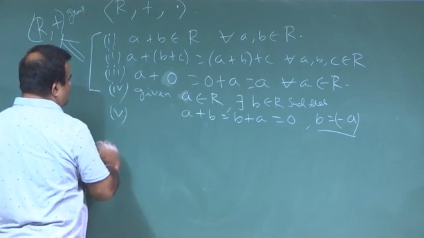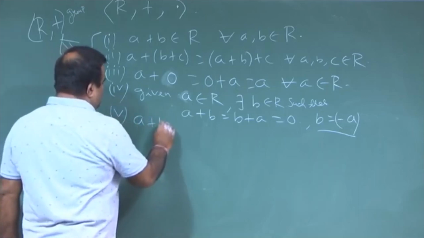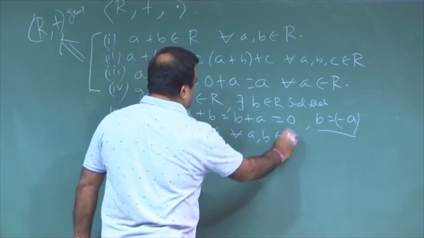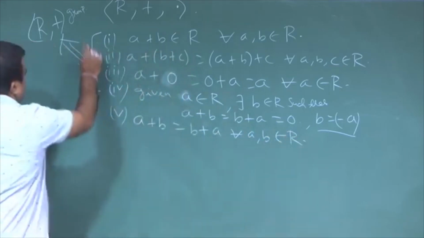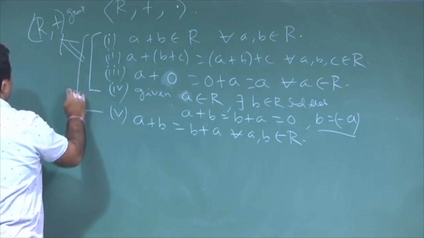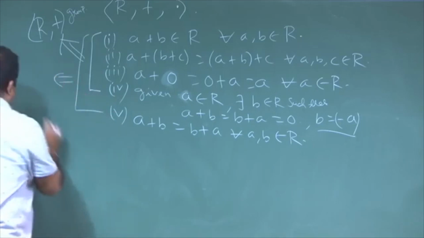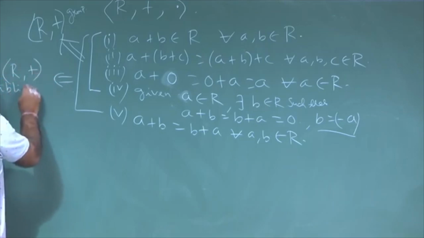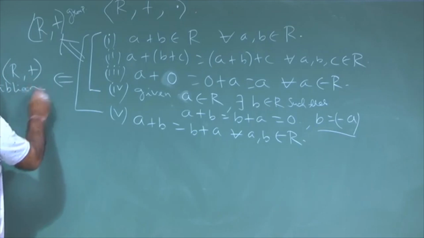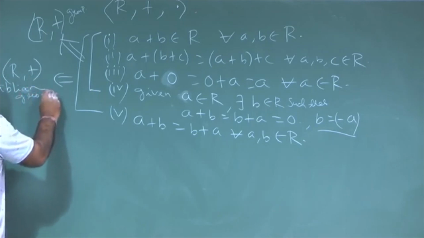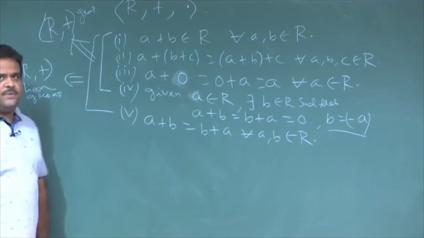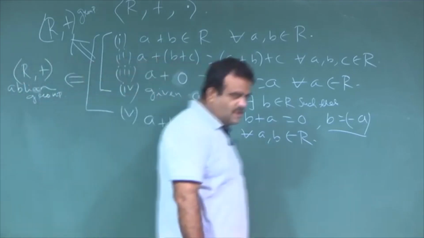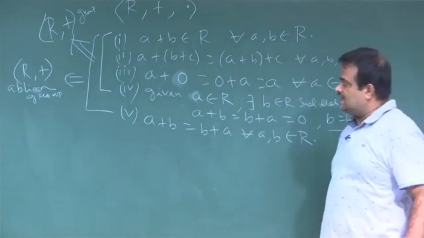Now, we want this to be an abelian group. So, we must have the commutative property. So, A plus B must be equal to B plus A. This is true for all A, B. Now, up to this it is telling us R is an abelian, or commutative, group. Okay, these 5 properties will give us R to be a commutative group with the composition plus.